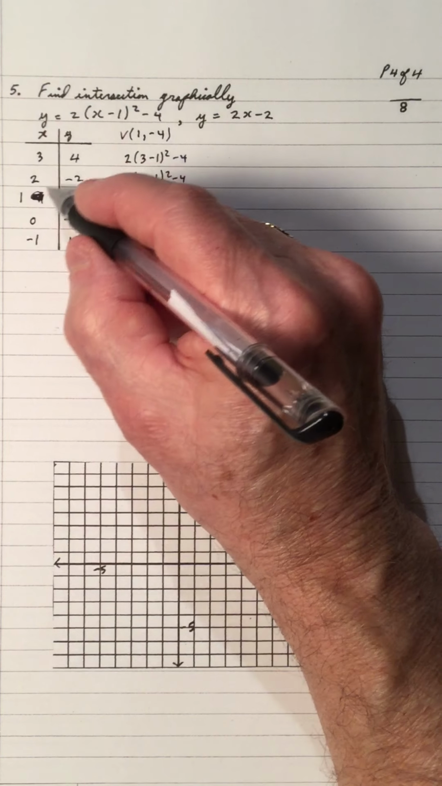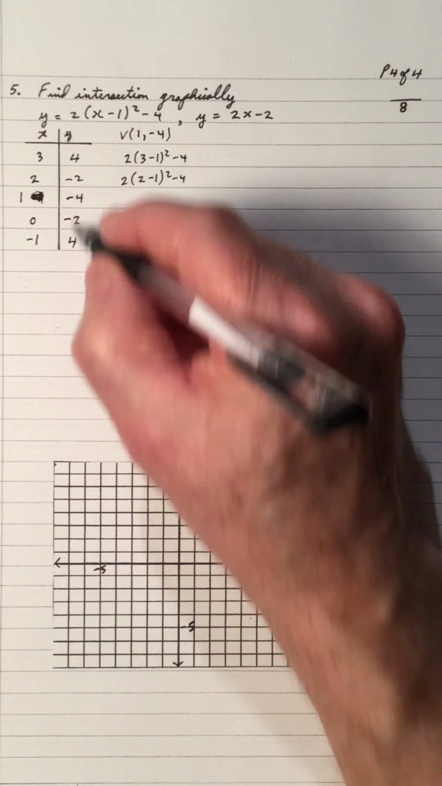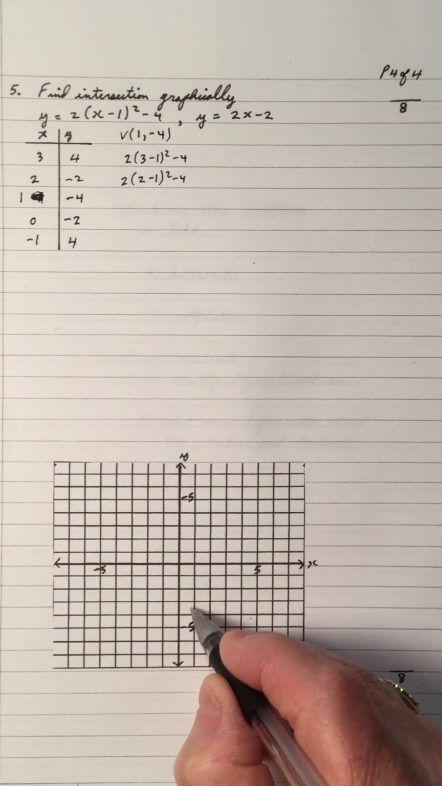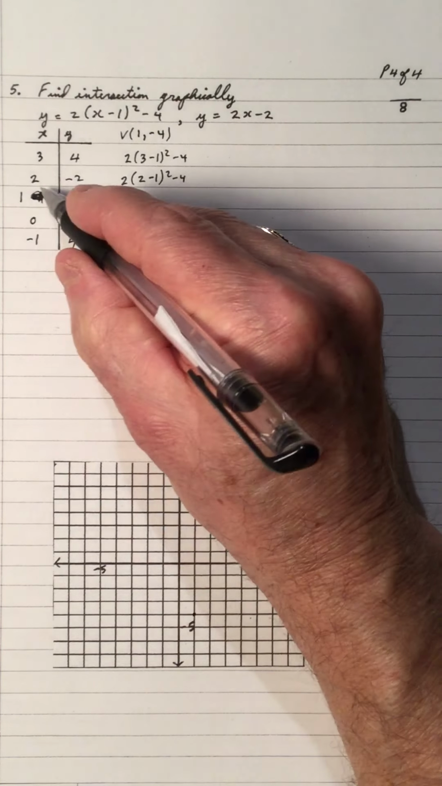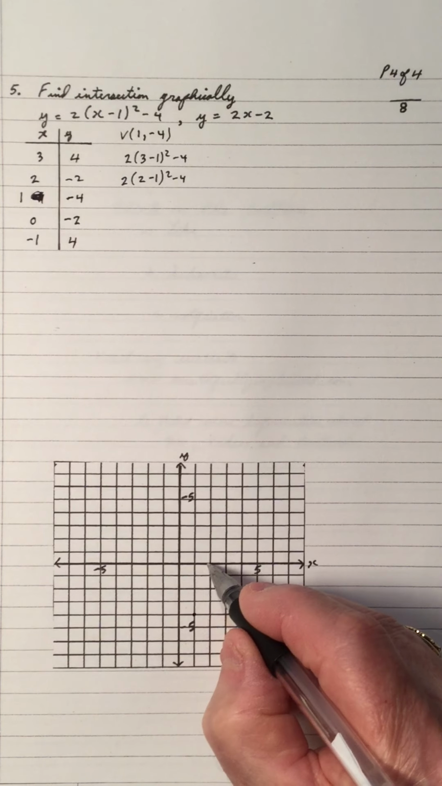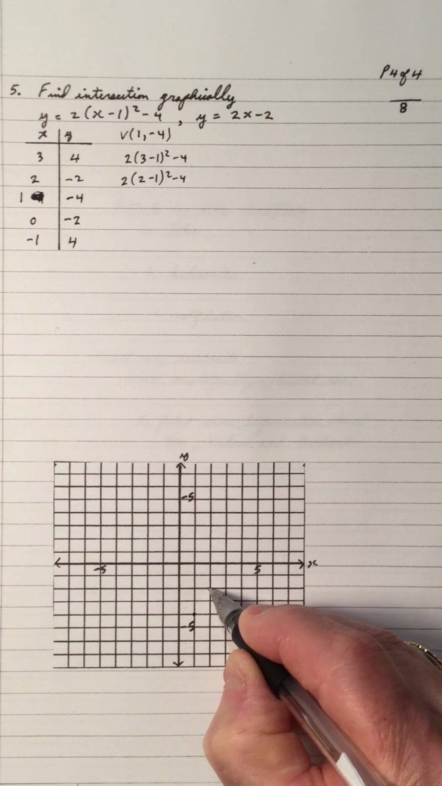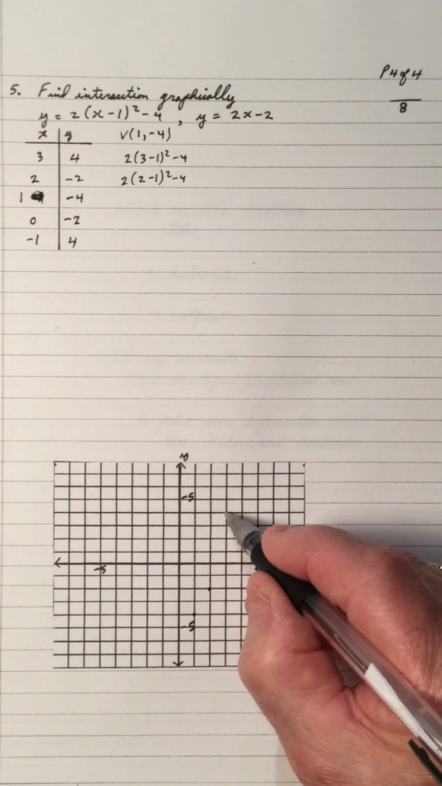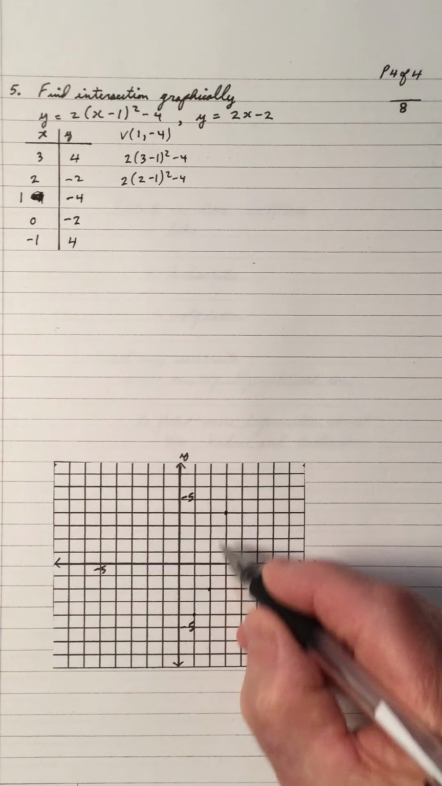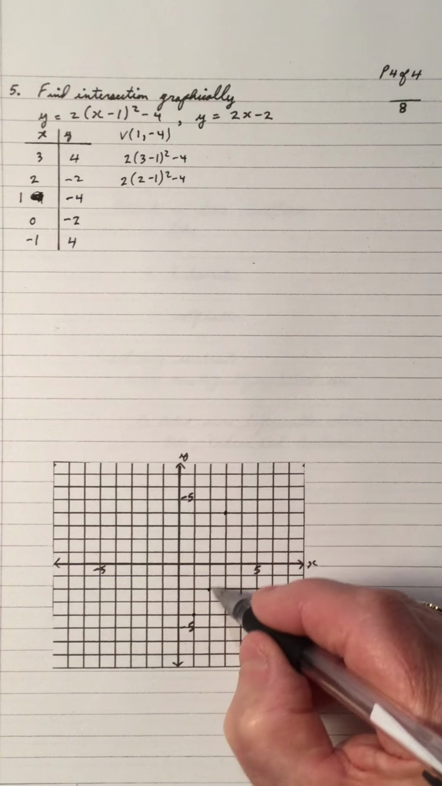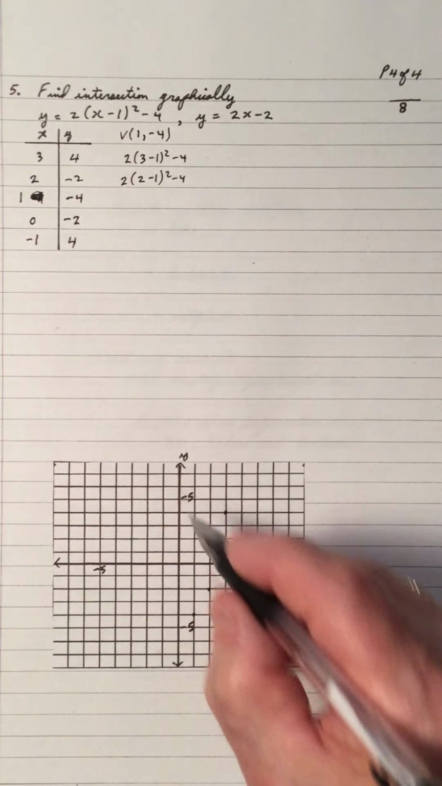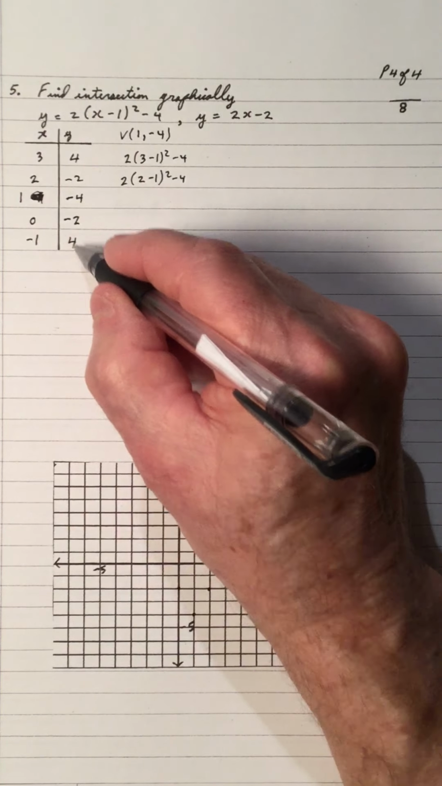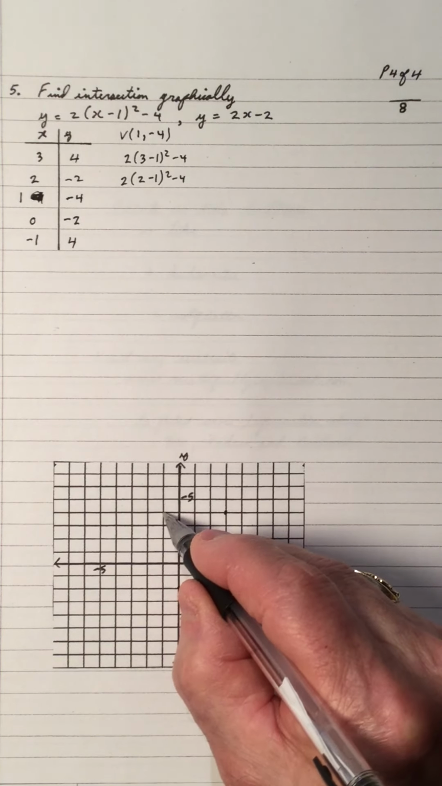So we have the vertex of 1, negative 4. X is 1, y is negative 4 right there. We got 2, negative 2 right there. And we have 3, 4. 3, 1, 2, 3, 4. So there's 3 points on this side, 2 here. And also 0, negative 2. So when I go 0, I go negative 2. And negative 1, 4. X is negative 1, y is 4.